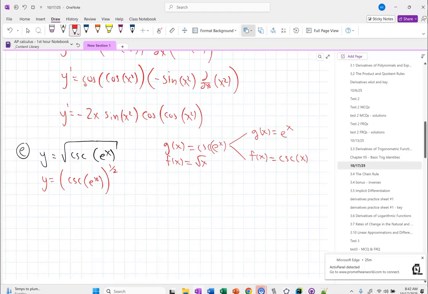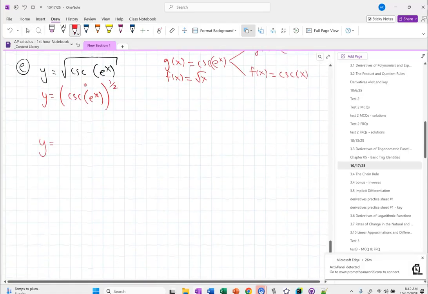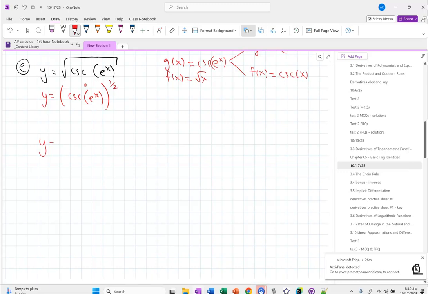You guys feel good so far? All right, let's do our first layer. The derivative of the outside is dealing with that, right? Yep, 1/2 stuff to the negative 1/2 times the derivative of our stuff. So far so good? Okay.